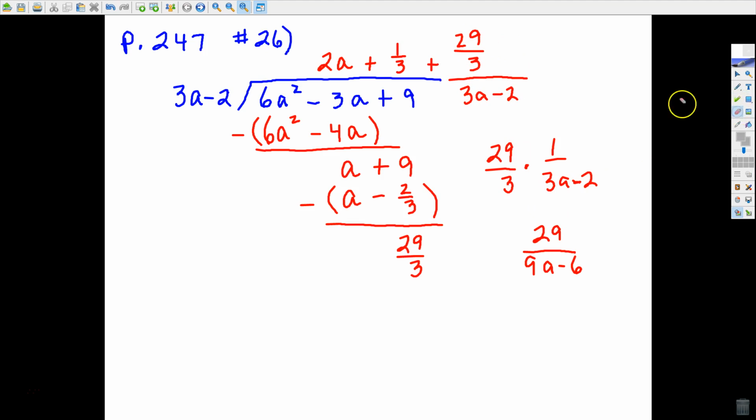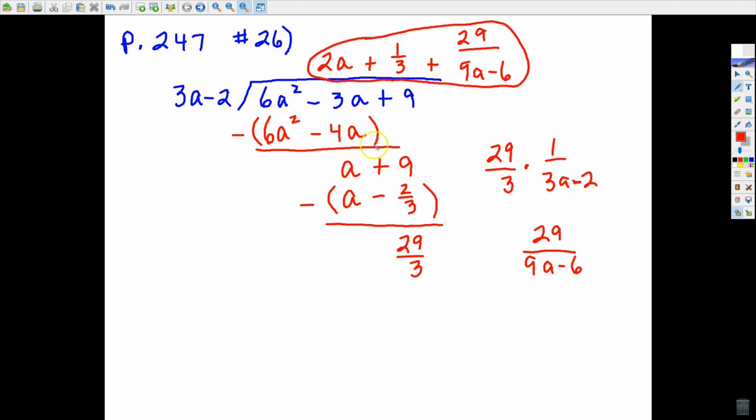Okay. So I'm going to erase this complex fraction, and I'm going to write in the correct way of taking care of the complex fraction. So my final answer here will be plus 29 over 9a minus 6. All right, a little different than the problems we looked at today. The process is the same, but I just wanted to help you out a little bit because that does end up a little differently. We simplify a little differently than what we did previously in class.